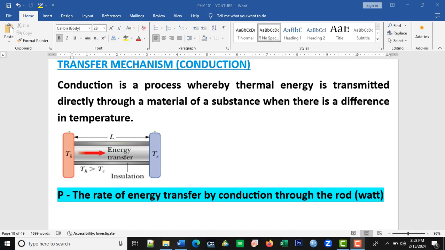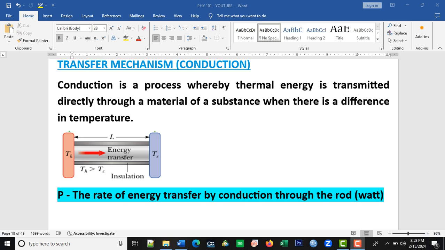In today's class, we shall be looking at heat transfer mechanism under conduction. We will also look at heat transfer mechanism under convection and radiation, but specifically today we are looking at heat transfer mechanism under conduction. And of course, we know that conduction is a process whereby heat energy or thermal energy is transmitted through a material due to the difference in temperature. So whenever we are talking about conduction, it has to do with the transfer of energy through a material medium.